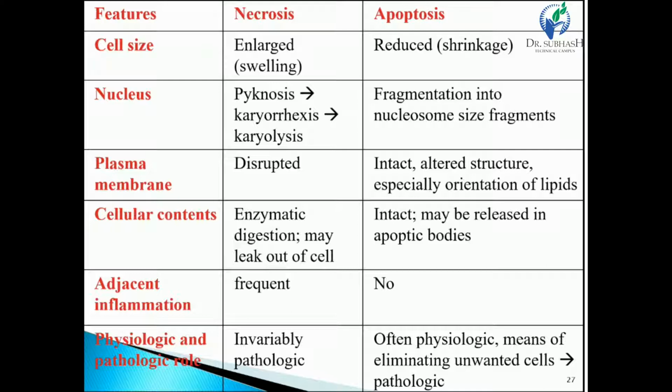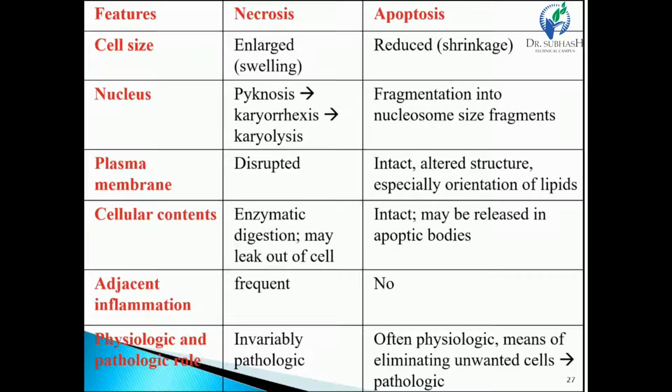Next is the plasma membrane. While considering necrosis, the plasma membrane may undergo disruption, or it will be disrupted. Whereas in apoptosis, it will be intact, but there might be certain alterations in its structure, especially the orientation of lipids.